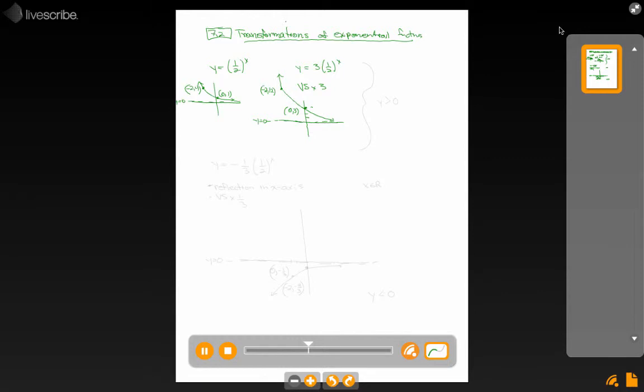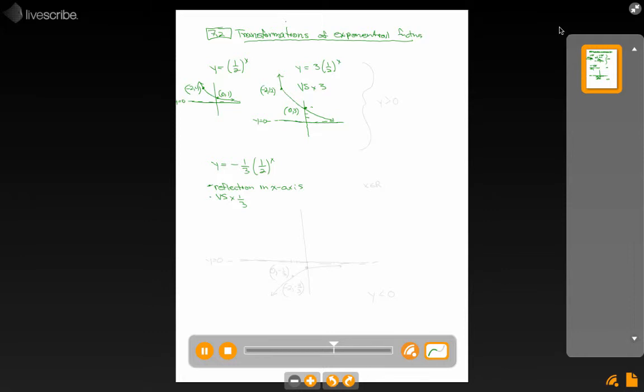Now, if I was asked to do a couple of things at once here, for example, to do y equals, let's say, -1/3 times 1/2 to the x. The negative there is a reflection in the x-axis. So the graph will turn upside down because of that. But then I also have this vertical stretch by a factor of 1/3.